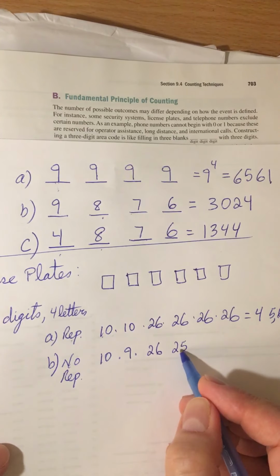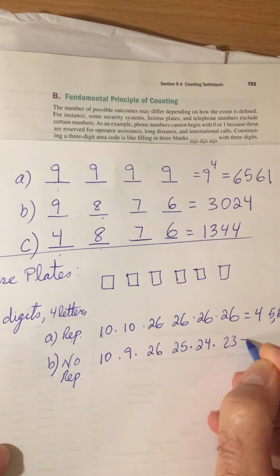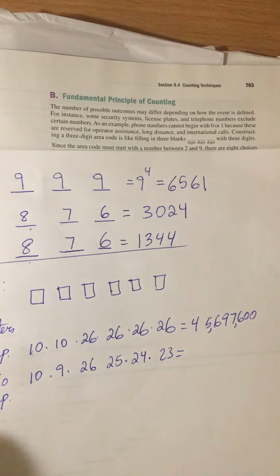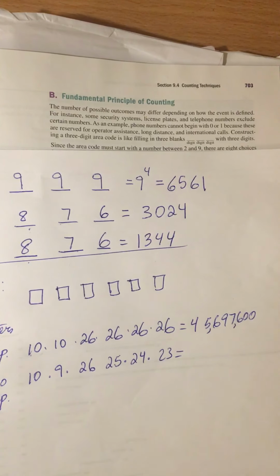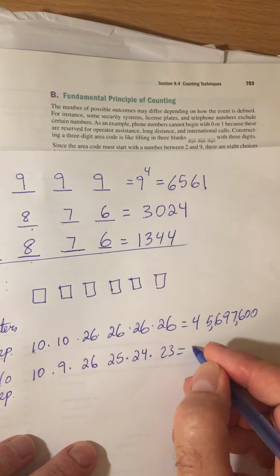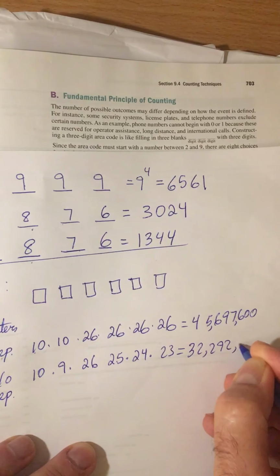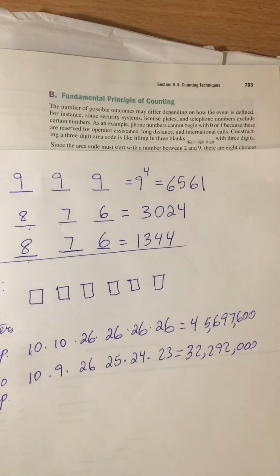Now for this, let's say I picked W. Can I pick it again? No. So I only have 24 choices and 23 choices. And you multiply all of those, obviously you will have fewer choices. So 10 times 9 times 26 times 25 times 24 times 23, that gives you 32,292,000 different license plates possible.